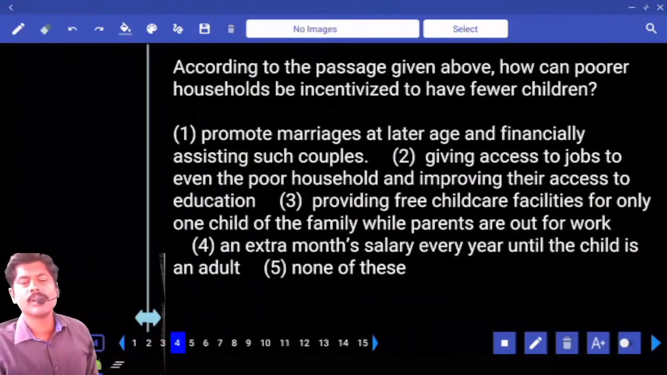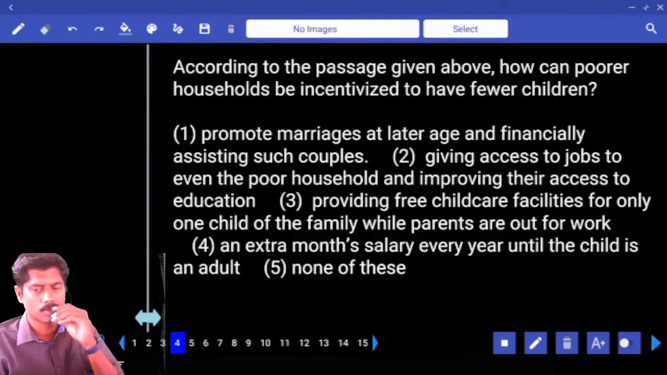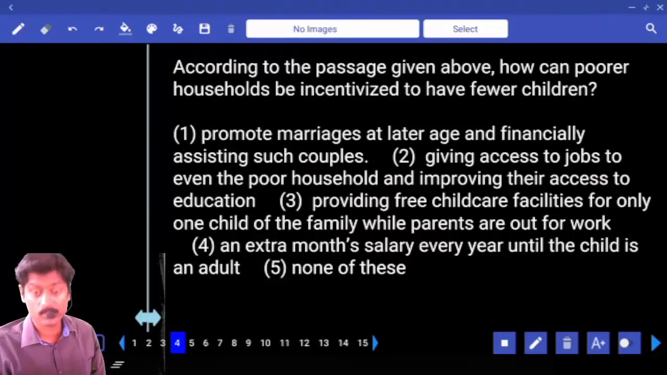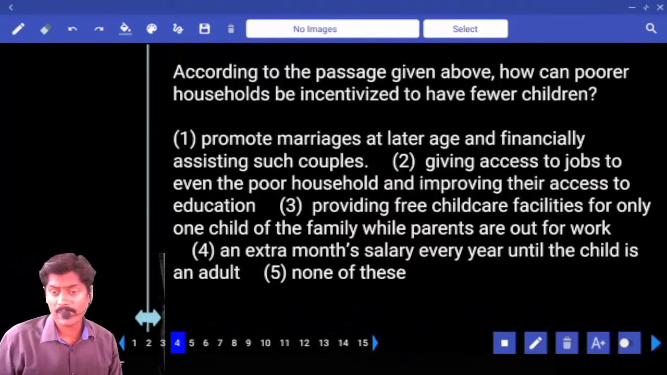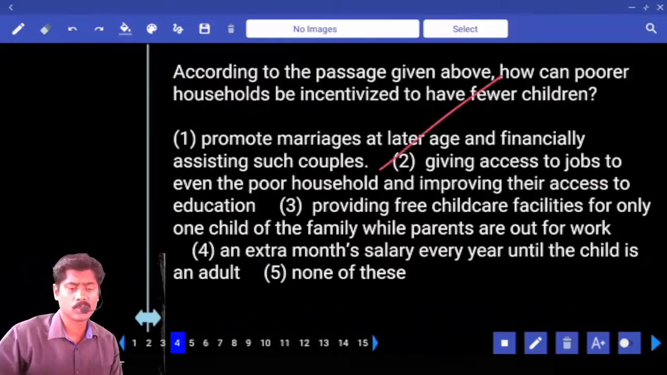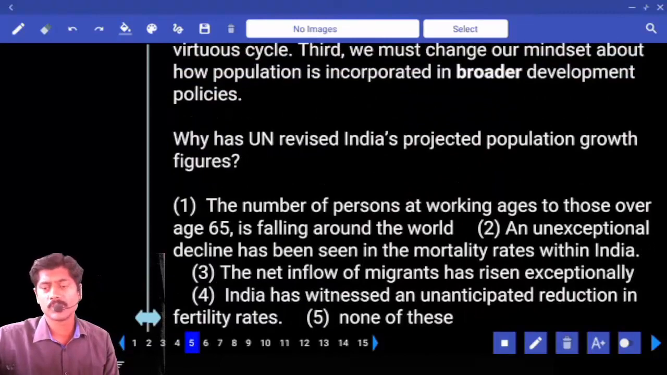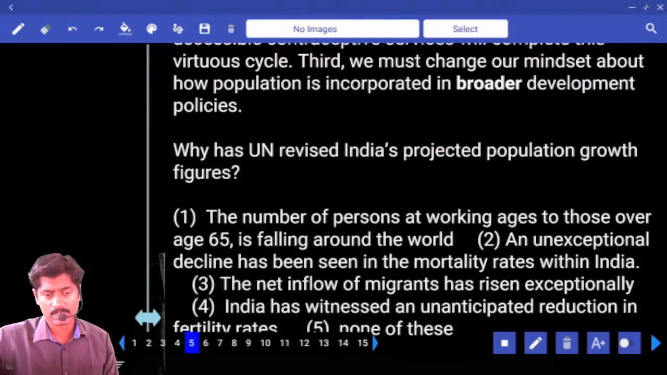Promote marriages at later age and financially assisting couples? No. Giving access to jobs to even the poor household and improving their access to education? Yes. Providing child care? No. Extra months? No. Answer second option. Why has the UN revised India's projected population growth figures?